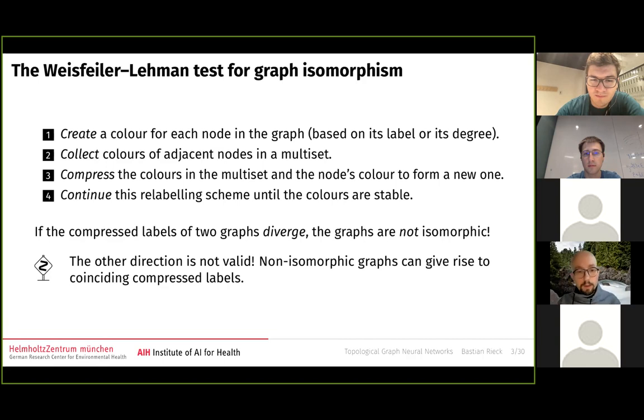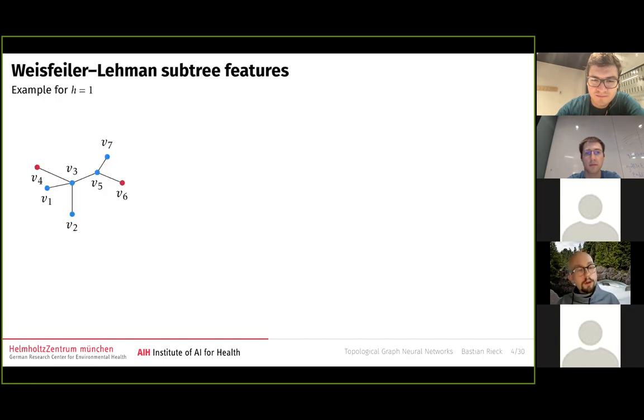But as with many of these invariant claims, the other direction is not valid. So non-isomorphic graphs can still give rise to coinciding compressed labels. And I don't want to play around for too long with this because, of course, some of you might already guess that this is going towards message passing graph notebook so that we're all on the same page.